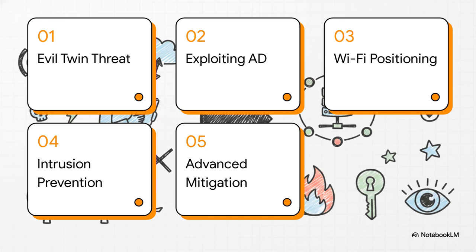Here is our roadmap for the explainer. First, we'll look at the evil twin threat. Second, exploiting Active Directory. Third, Wi-Fi positioning systems. Fourth, wireless intrusion prevention. And finally, we'll wrap up with advanced mitigation techniques.